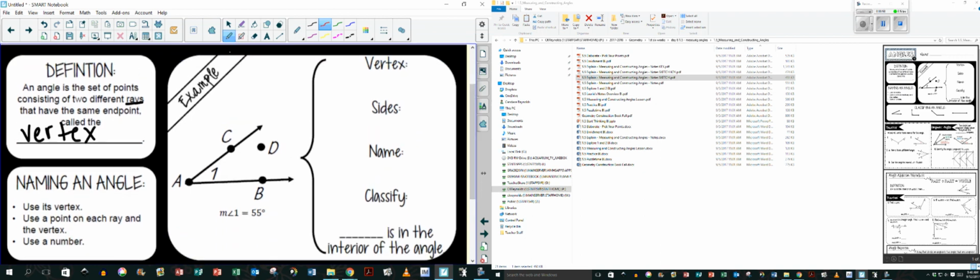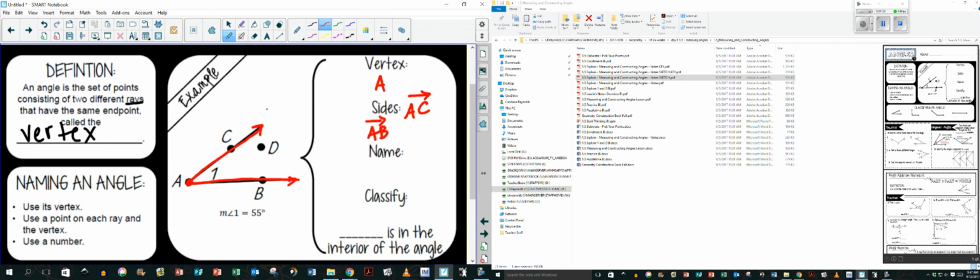So the vertex. Well, first of all, by definition, an angle is a set of points consisting of two different rays. So do you see ray AC? So that's a side. So ray AC is a side. And then ray AB is the other side. These are not opposite rays. Opposite rays make a line. These are just two rays with a common endpoint. The endpoint is known as the vertex. So the vertex is point A.